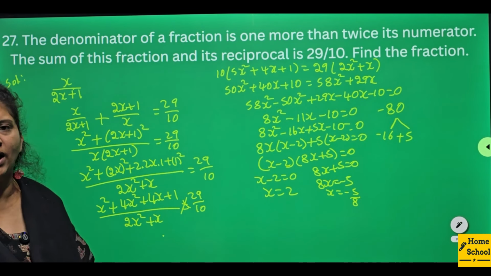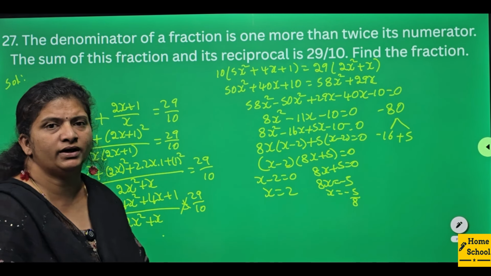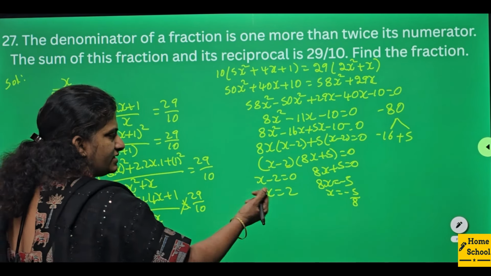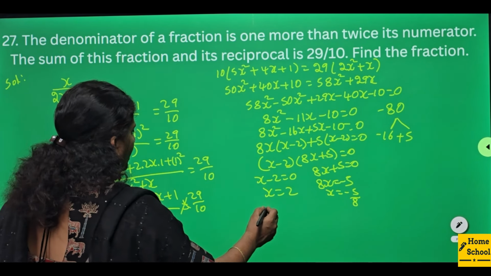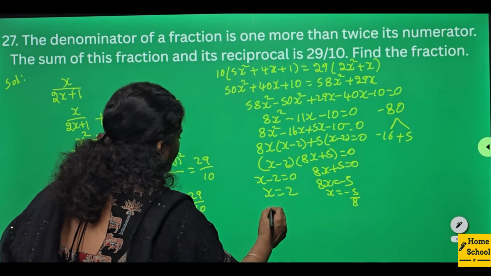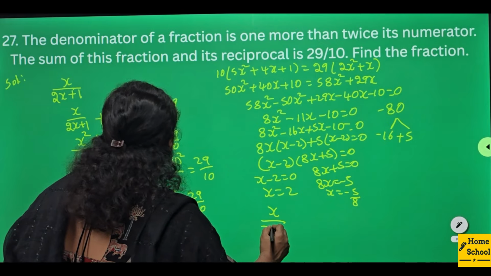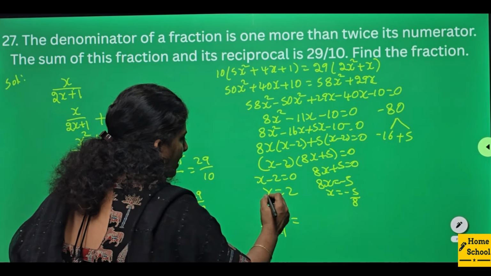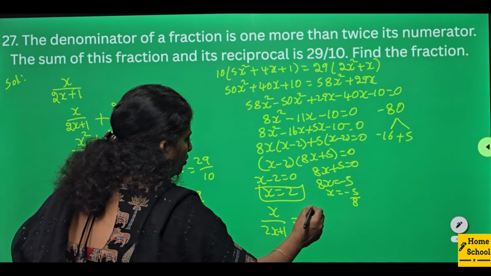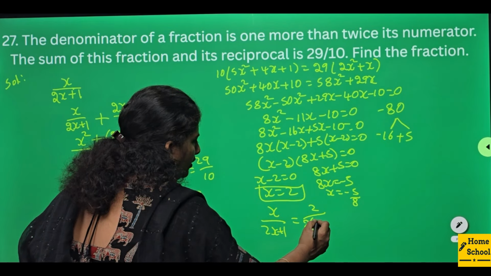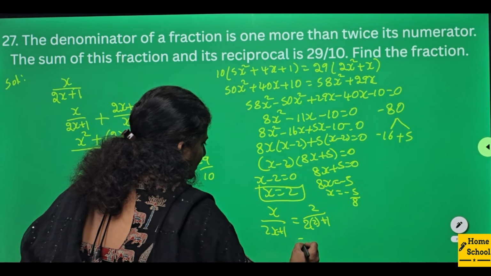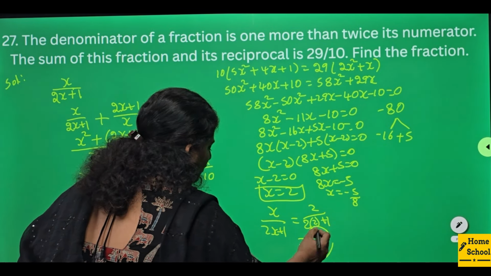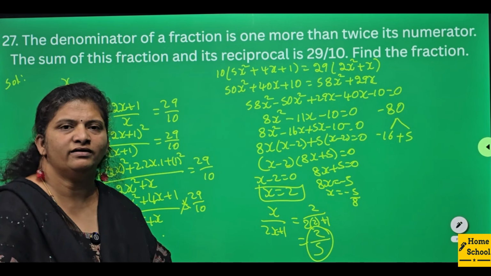We are talking about a number. Number cannot be negative. Therefore, what I can say? x is equal to 2. Therefore, the fraction x by 2x plus 1. That means x value I go with the 2. 2 by 2 into 2 plus 1. That is 2 by 2 2s are 4 plus 1, 5. Therefore, 2 by 5 is the required fraction.